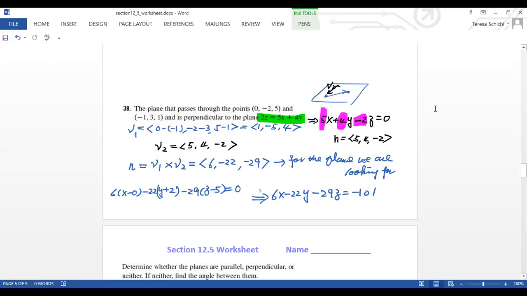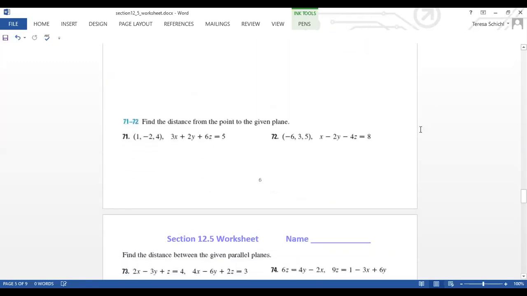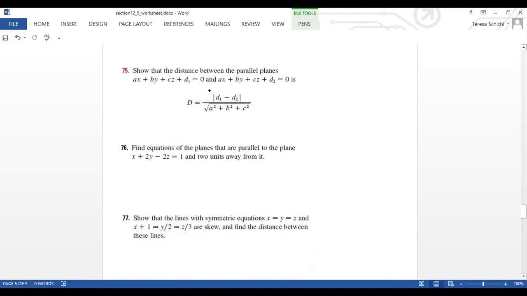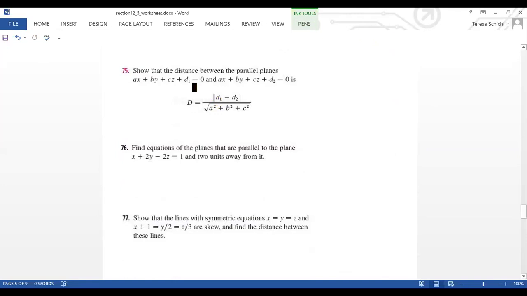Okay, all right. So now let's take a look at our next problem. The next problem I like to do is problem 76. For problem 76, I need to use the result of problem 75. I would like you to recall problem 75: the distance between two parallel planes is basically you square the coefficients and then you find the differences here.